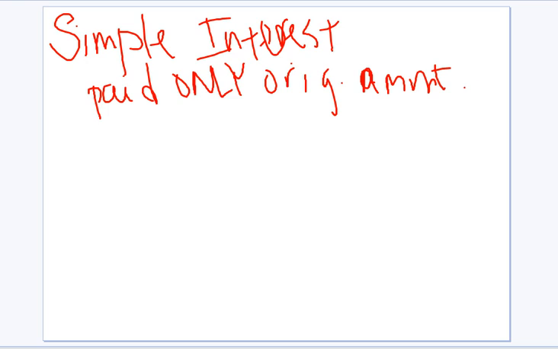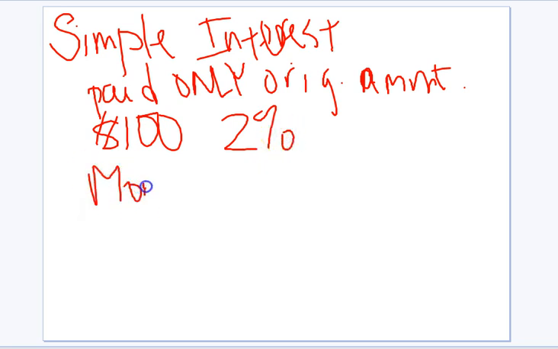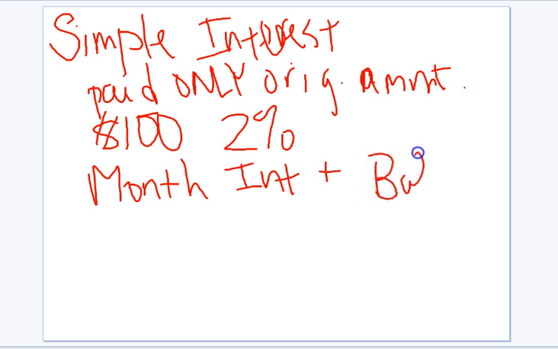Wow, my handwriting is terrible right now. Okay. So imagine I have $100 and I'm getting 2% interest each month. So let's make a little table here to compare how that works. We'll write how many months have gone by, the interest that's been added, and my bank balance, how much is in the bank at that moment in time.